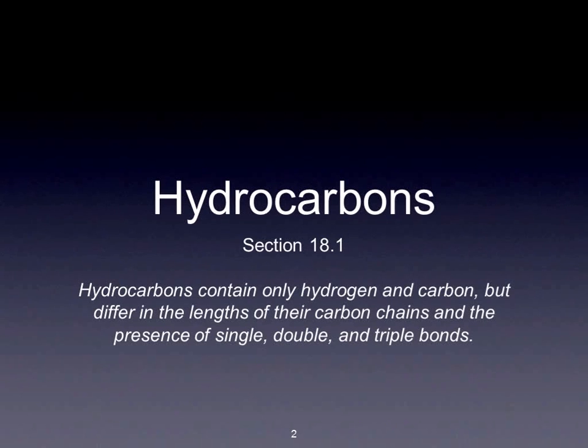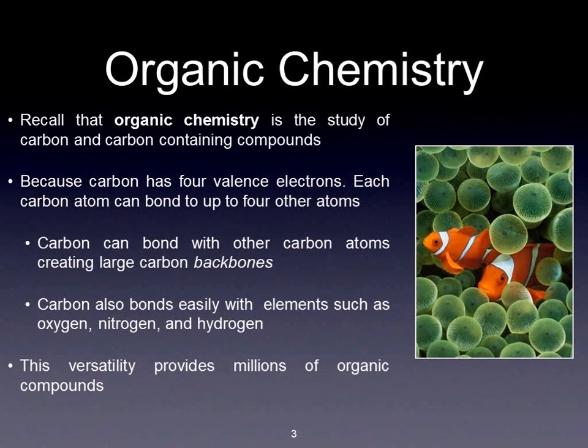We are not going to look at the millions, but the foundation in this chapter will give you what you need to be able to understand organic chemistry in a way that can be expanded to those millions of compounds. Organic chemistry is the study of carbon and compounds containing carbon. Remember that carbon monoxide, carbon dioxide, CO and CO2, and any ionic compound that has carbonate in it, those are not included in the study of organic compounds.